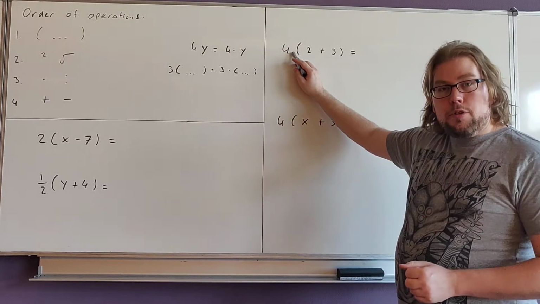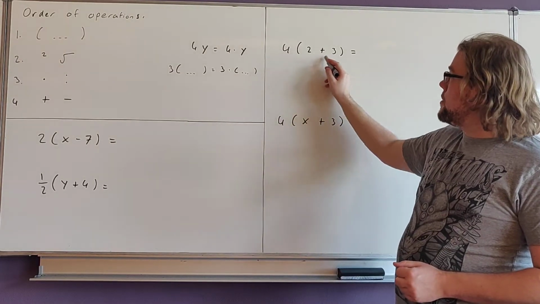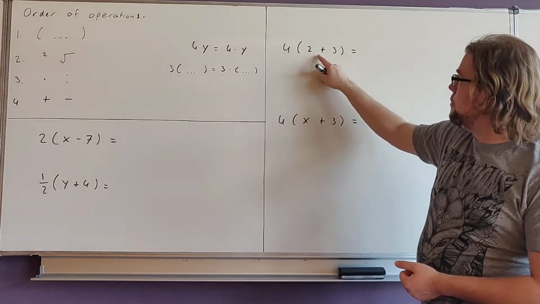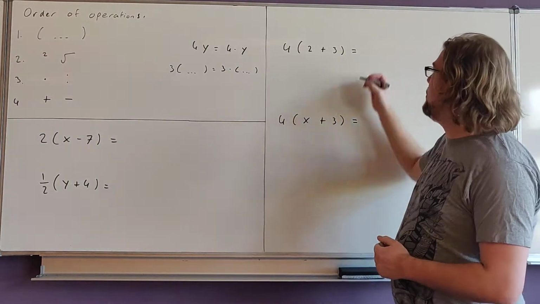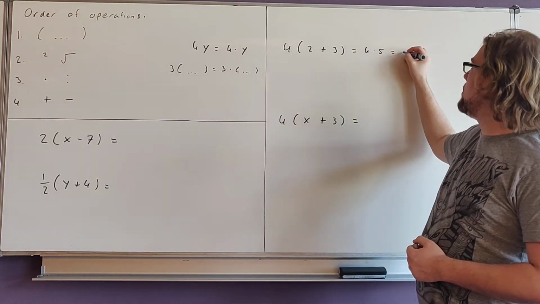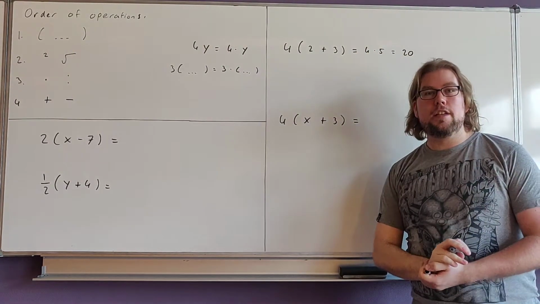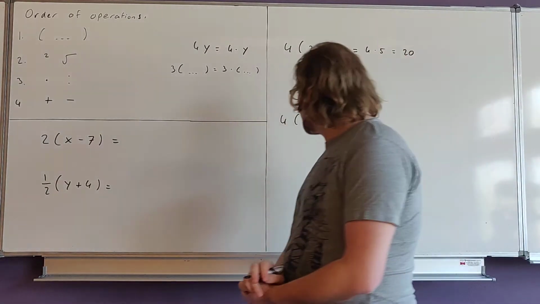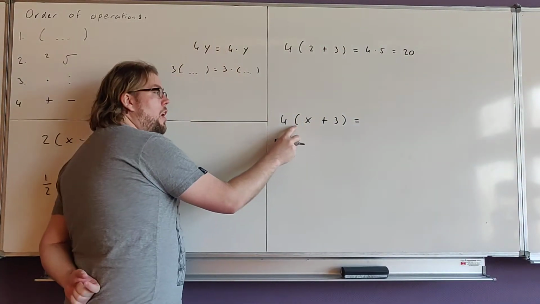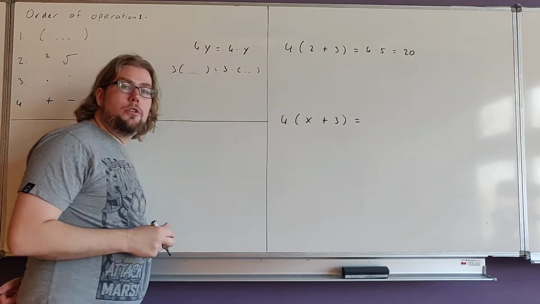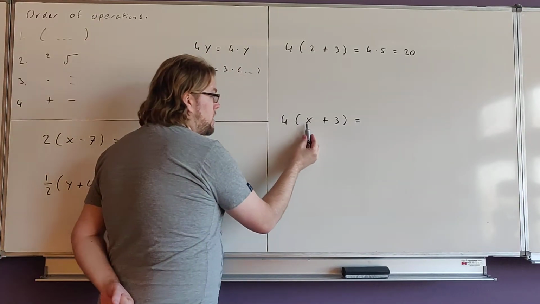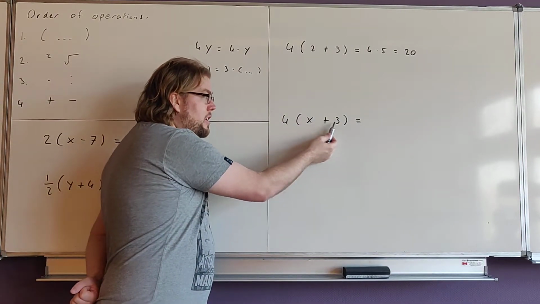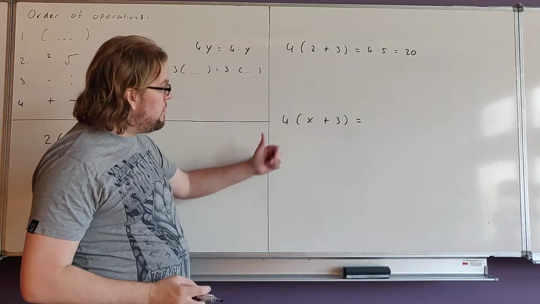But here there is a times in between. So 4 times (2 plus 3). According to the order of operations, you first have to do 2 plus 3. That's 5. So you get 4 times 5 equals 20. So that's not so difficult. But if you go to the next example, 4 times (x plus 3), you can't do that, because first you have to do x plus 3, and we cannot do x plus 3 because x is a letter and 3 is a number. So we have a bit of a problem here.